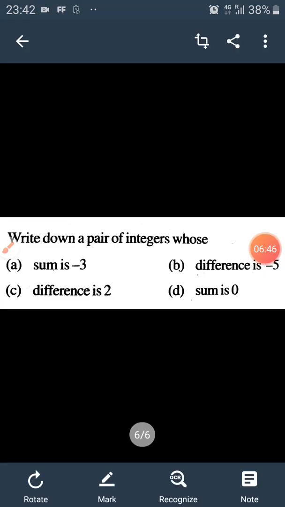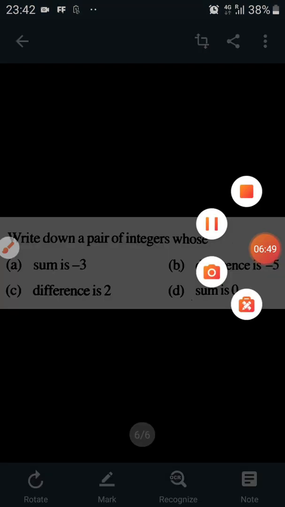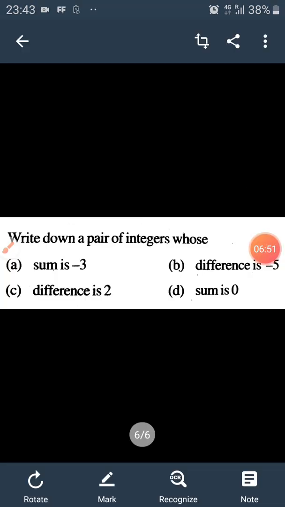And this is the last question of your homework. Write down a pair of integers whose sum is -3, difference is -5, difference is 2 and sum is 0.